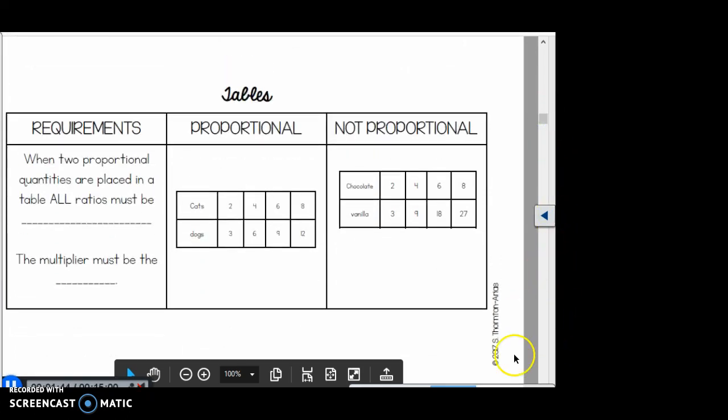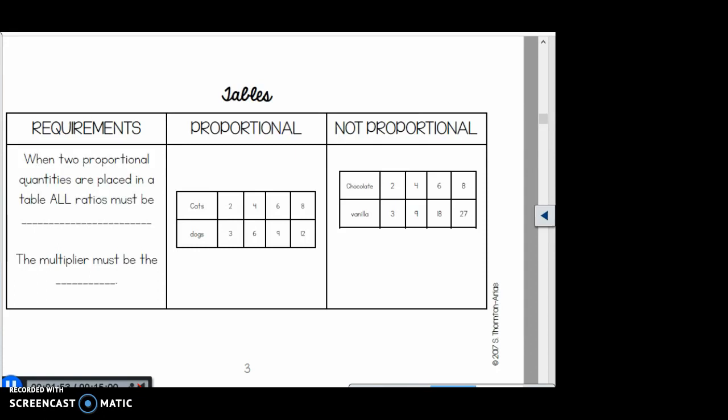Sometimes we have to look at tables. In this situation, all we're going to check for is that all the ratios are equivalent. That's why we just spent a couple of days talking about equivalent ratios. The multiplier must be the same.